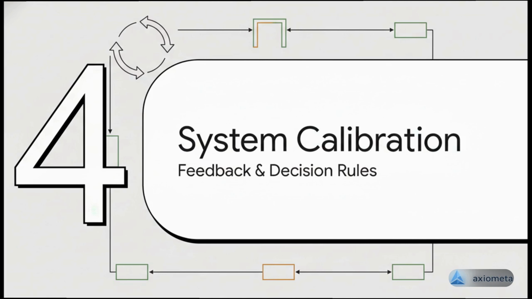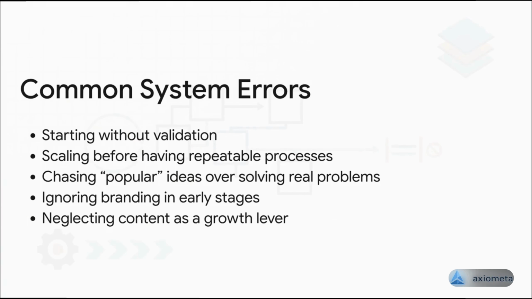These are the feedback mechanisms and the predefined decision rules that allow the system to adapt and maintain its stability. The system has known failure states, and these aren't random mistakes. They're predictable malfunctions that happen when core processes are skipped. For example, scaling before you have validation creates resource drain. Ignoring your brand early on weakens the amplification function later. Recognizing these specific error signals is the very first step in calibration.